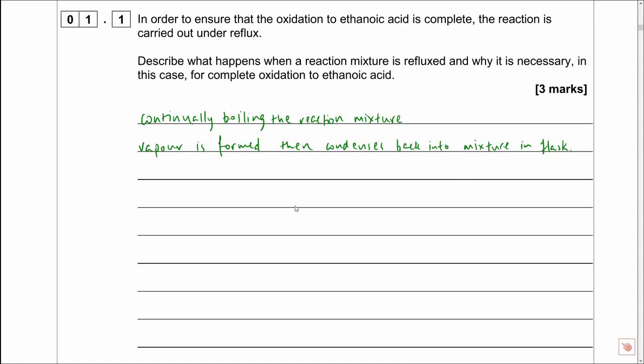And that means that if we did the usual distillation process, then as we reacted the ethanol with the dichromate, the ethanal would be produced and that would be distilled across. But we actually want to make sure that any ethanal that is produced goes back down and is back in contact with the dichromate and is oxidized again. So we've got vapors formed, then it condenses back to the mixture in the flask. And so basically any ethanol or ethanal, particularly that has vaporized, can be condensed and oxidized fully, basically. There you go.